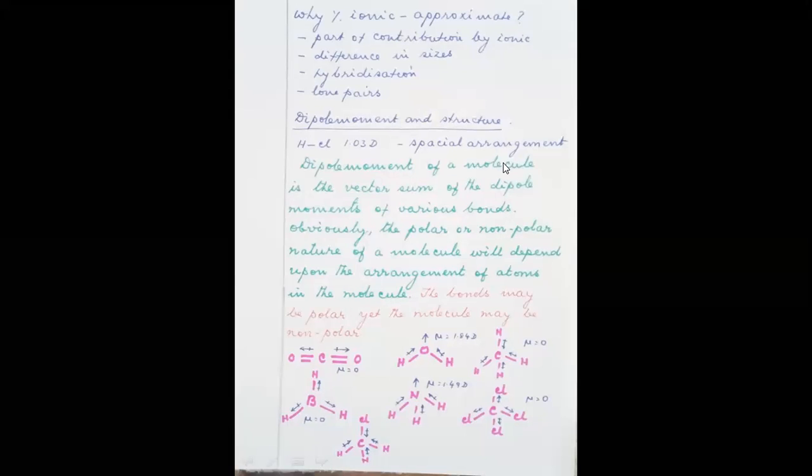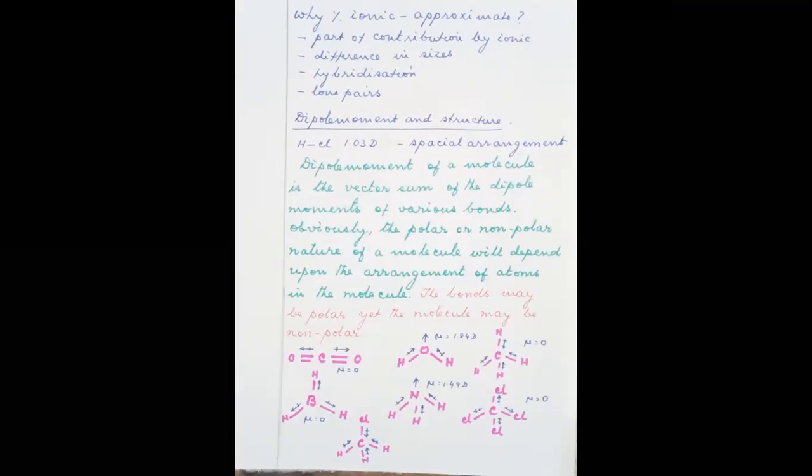Now, why is this percentage of ionic character calculated from the dipole moment value approximate? Because the ionic contribution is only part, and also there are a lot of differences in the sizes of the cations and anions, and also the hybridization involved and the lone pairs present in the atoms will also affect the ionic nature of the covalent compound.